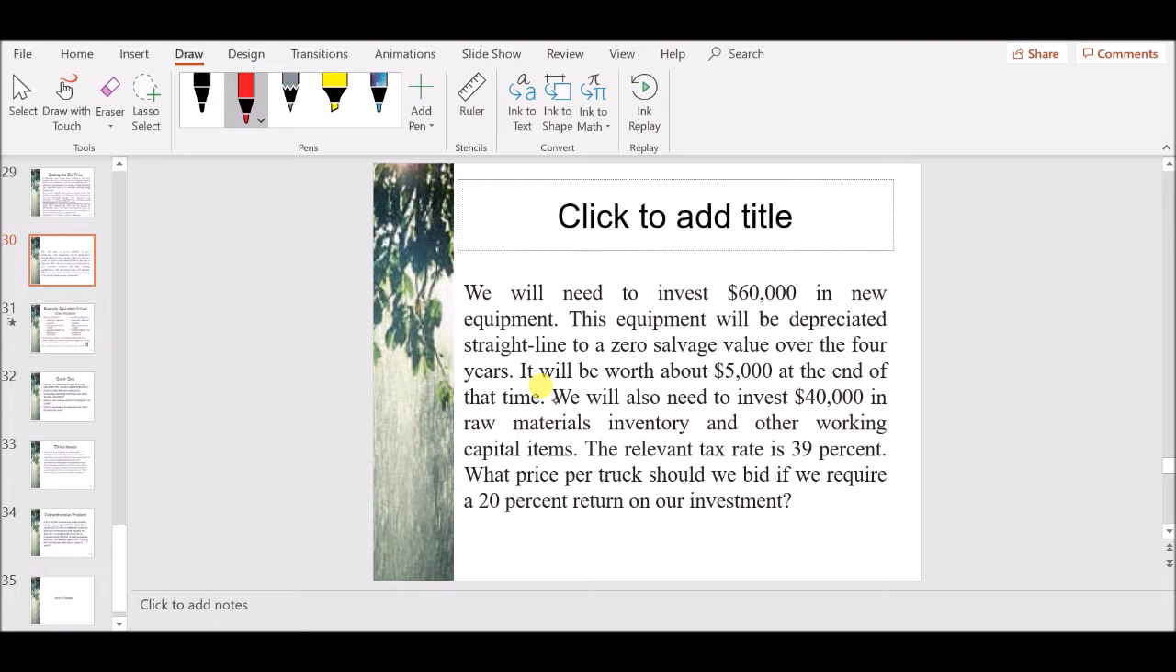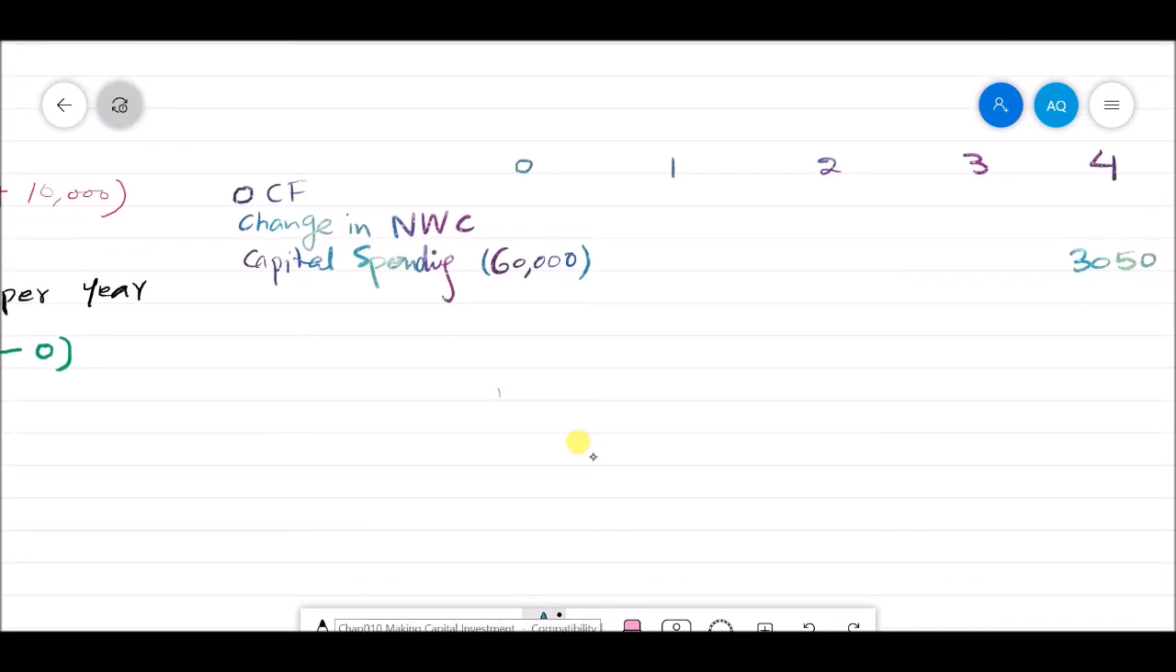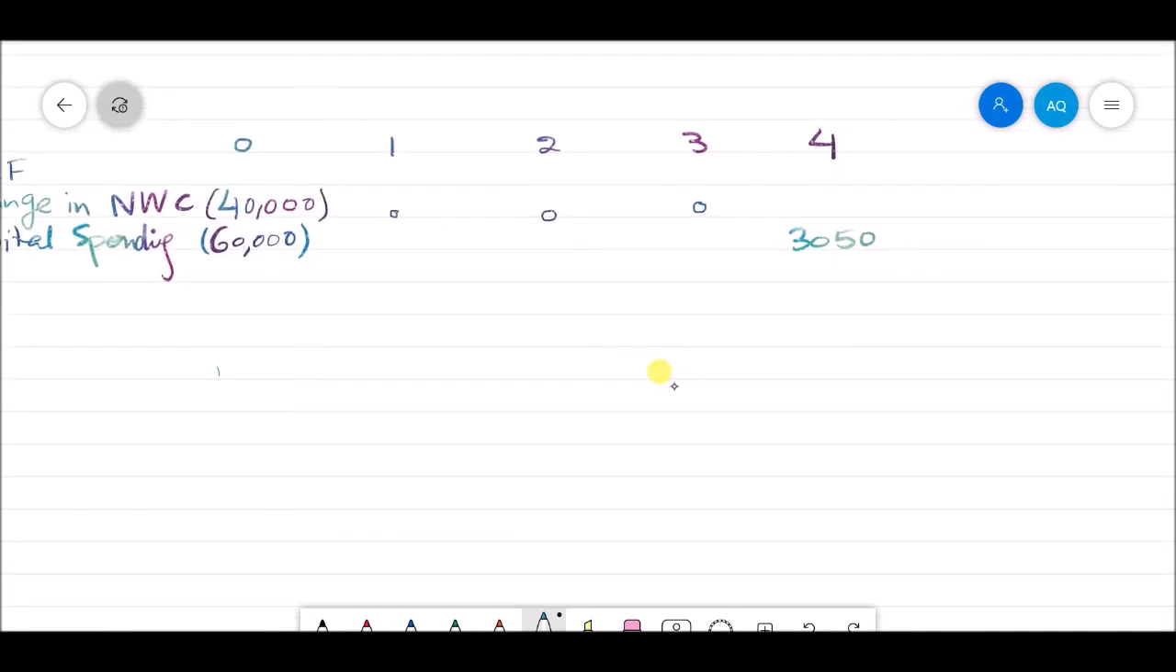Next, we will also need to invest 40,000 in raw materials, inventory, and other working capitals. So we need 40,000 of investment in net working capital. So we will put 40,000 here in the start of the project, and then this will remain there. So we will not have any change in net working capital for the first 3 years, and in the fourth year we will get this 40,000 back. So we have positive inflows at the fourth year. So this is our cash flows of net working capital.